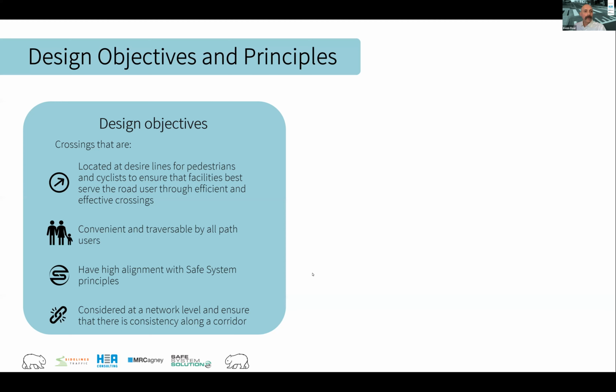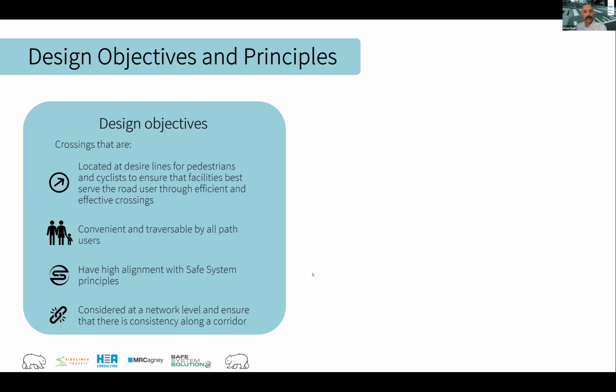So let's start with general design objectives. I think we have covered this quite nicely through Hafez, Prue, and Bridget's presentations. A few key ones there: pedestrian desire lines or cyclist desire lines, to ensure the facility best serves the users. Convenient and traversable by all path users. I think Bridget comprehensively gave us information about that. High alignment with safe system principles.